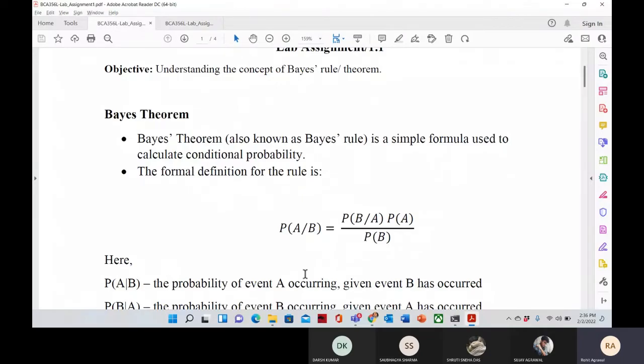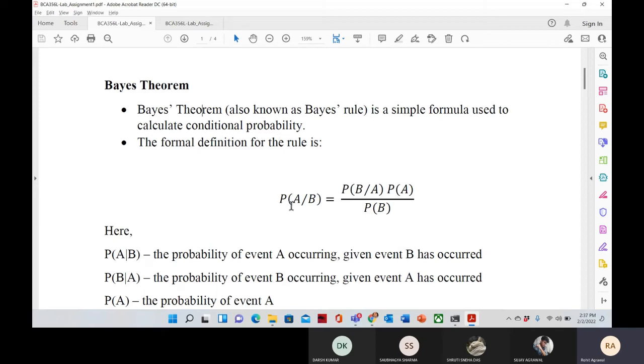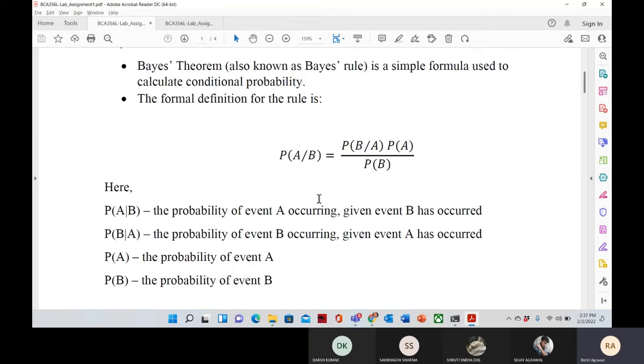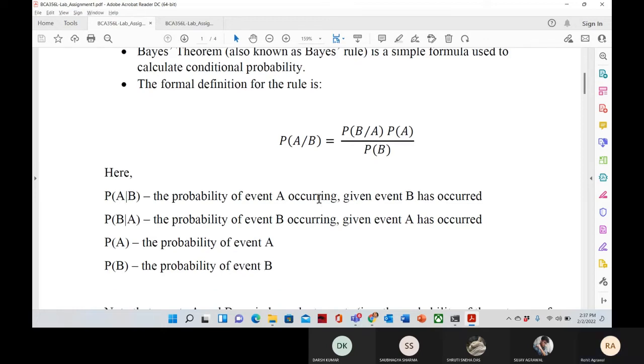And then we will have some questions on the distributions. Just a recall, we have discussed the Bayesian theorem. The formal definition of the Bayesian theorem is this, where probability of B given A is equal to probability of B given A into probability of B divided by probability of A. Yeah, this is Bayes rule.